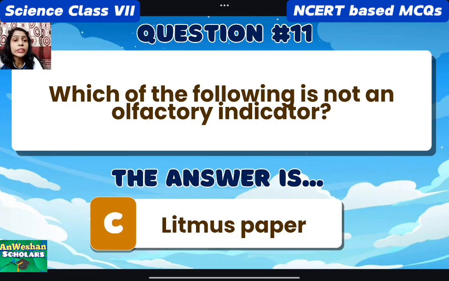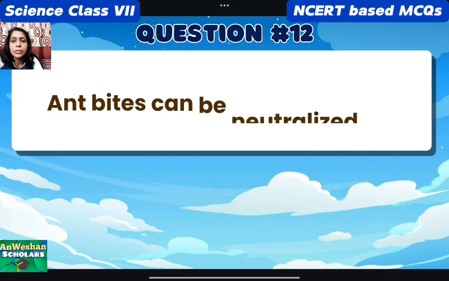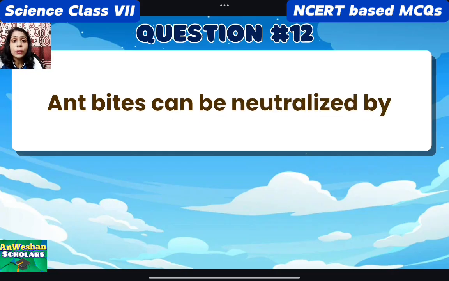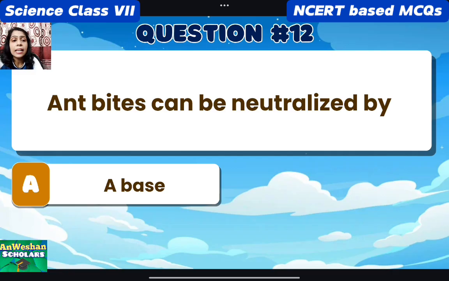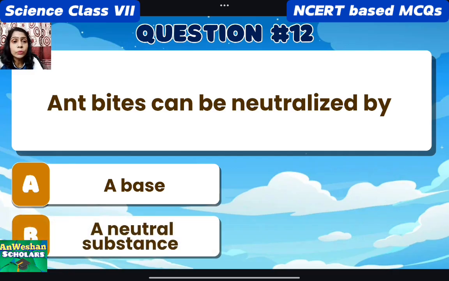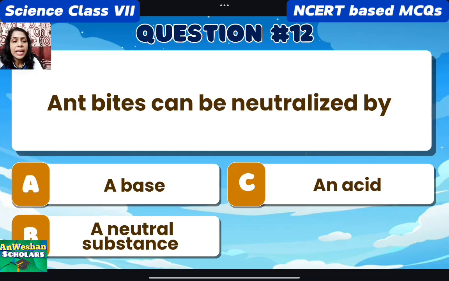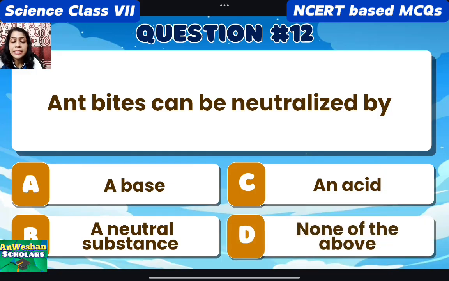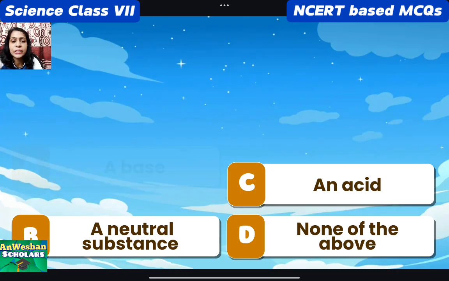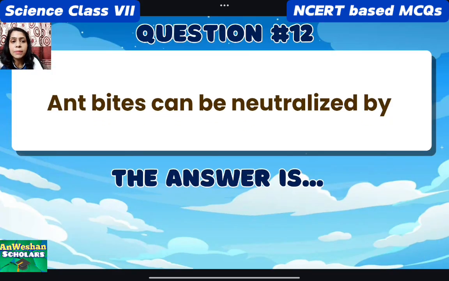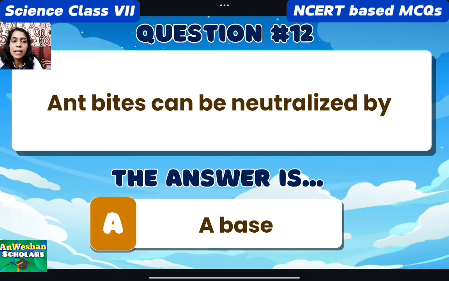Now moving on to question number 12. Ant bites can be neutralized by option A, a base. Option B, a neutral substance. Option C, an acid. Option D, none of the above. Now recall, ant bites inject acid into your body, right? So acids can be neutralized by what? Yes, my dear students, you're correct. Option A, a base. So ant bites can be neutralized by a base.